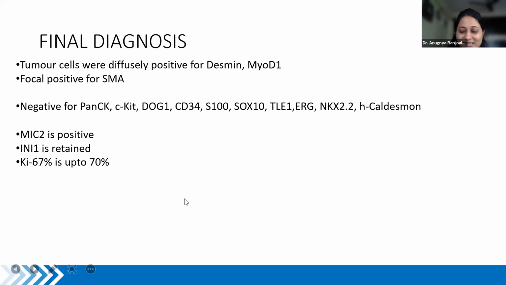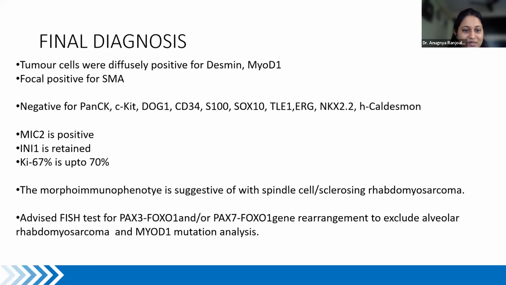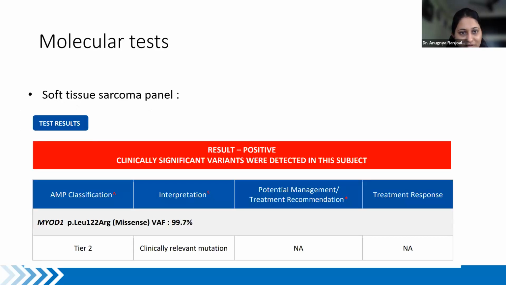So yes, this is the IHC panel that we did. However, like what Sunita ma'am and Abha ma'am said, we need to put the caveats, and IHC alone will not help us give the final diagnosis, although we were very sure. So we said that it is suggestive of spindle cell or sclerosing rhabdomyosarcoma. However, this is a little rare as compared to alveolar RMS. We suggested that they should rule out alveolar RMS first by doing PAX3-FOXO1 and PAX7-FOXO1 gene rearrangement, followed by MyoD1 mutation analysis. So we went ahead with that.